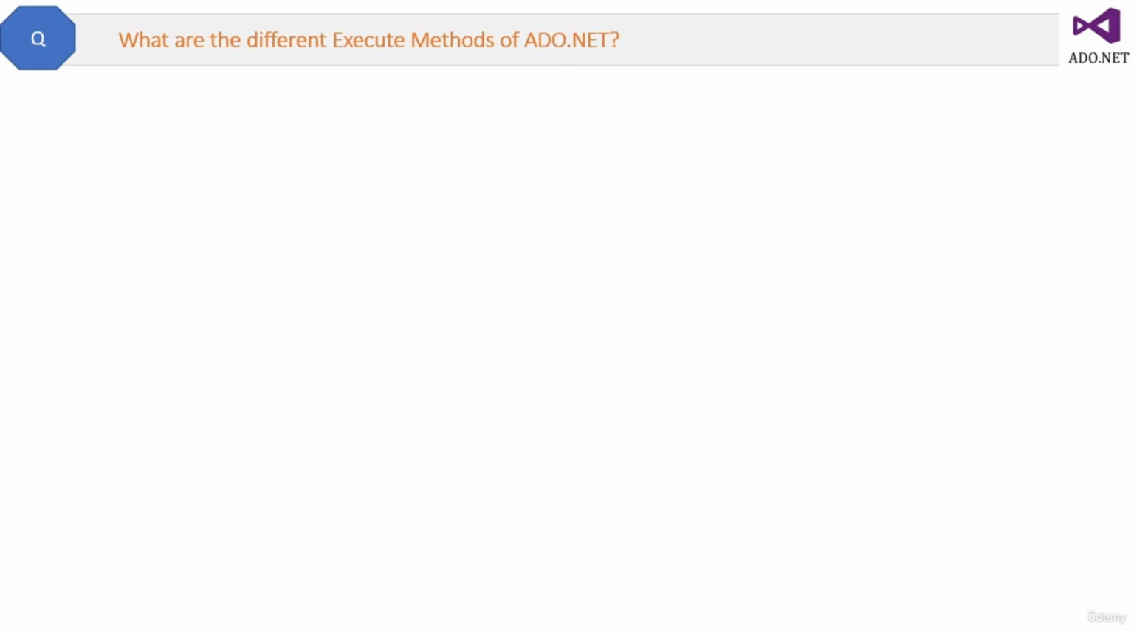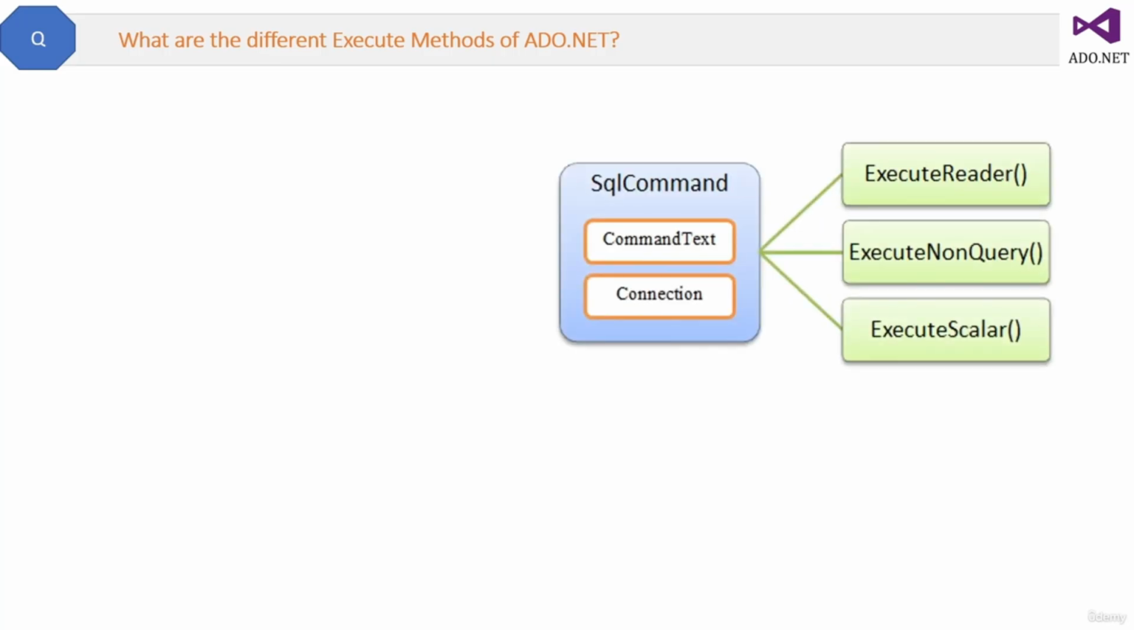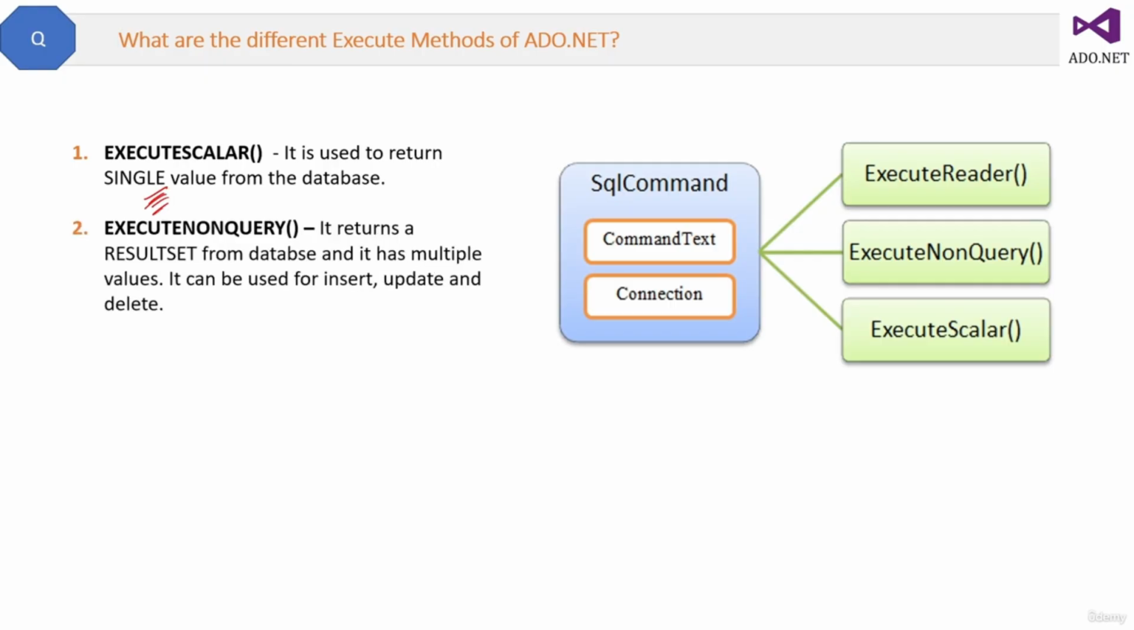What are the different execute methods of ADO.NET? Here is the diagram which is showing the 3 kinds of execute methods we have in ADO.NET. Execute methods mean basically when we perform some operation from our server to the database, there are some methods which are capable of doing that. So first is the ExecuteScalar method. It is used to return a single value from the database. That is ExecuteScalar.